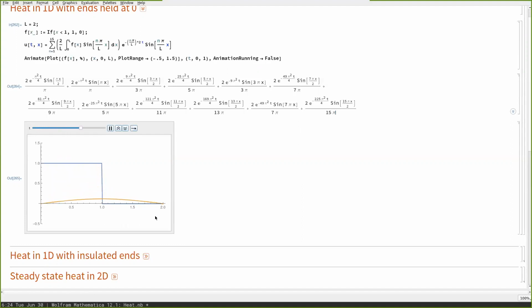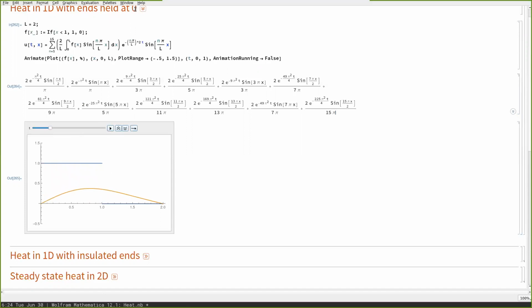You can see that I'm holding the ends of the rod at a constant temperature of 0, and then the heat is slowly dissipating out the ends of the rod, cooling to an internal temperature of 0 throughout. That's if I hold the temperature at 0 on the sides.